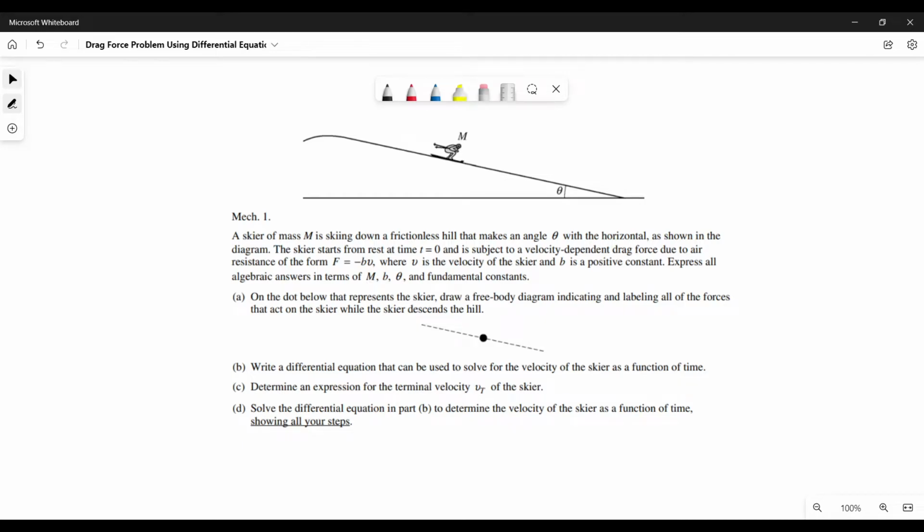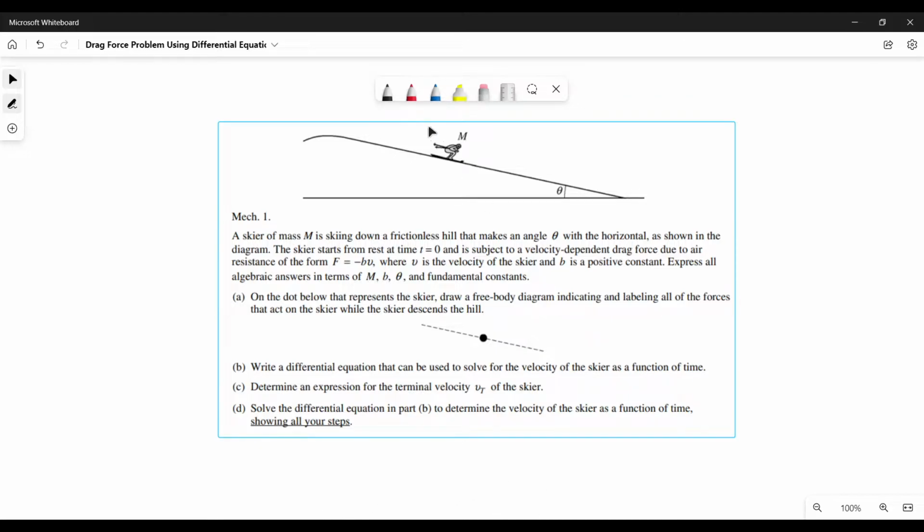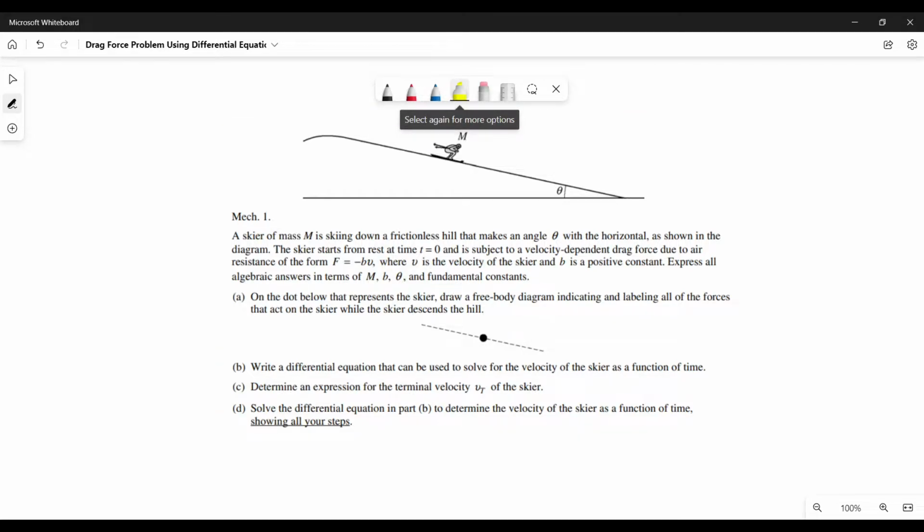What's going on, guys? Today we're going to solve a problem that involves differential equations and Newton's second law, which is pretty important in this context of problems. So first, we are going to look at the problem prompt here. A sphere of mass m is skiing down a frictionless hill. So there we go, no friction, and it makes an angle theta with the horizontal as shown in the figure.